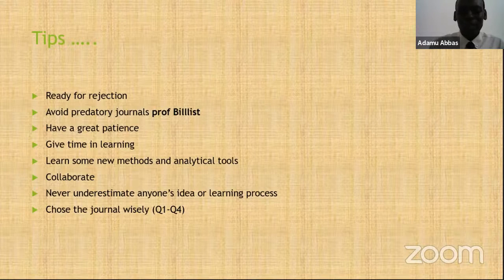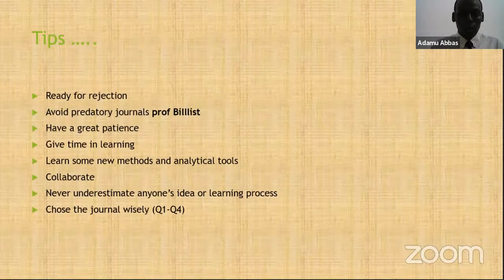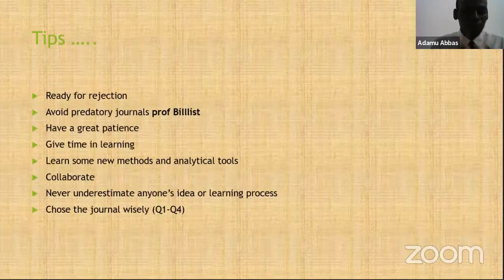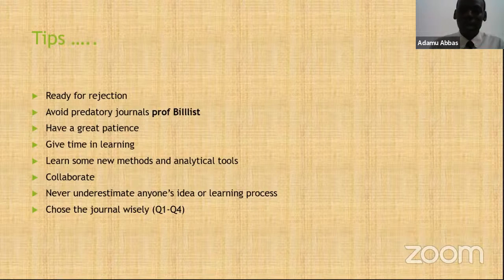Avoid predatory journals that will just say, once you submit today, in the next 2-3 days you will get acceptance. Those are not good journals. They are not journals that will help you have a very good reputation. So it is very important for you to get journals that are highly reputable, journals that are recognized in your area, quality journals, Q1, Q2. These are the journals that you should aim for.